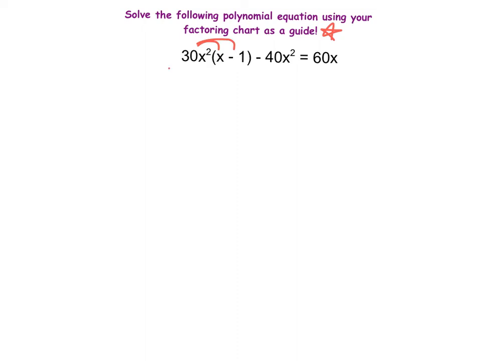So I'm going to start by distributing this 30x squared in order to get rid of the parentheses in this problem. Here I get 30x to the power of 3 minus 30x squared. That comes from the distributive property. I then have minus 40x squared is equal to 60x. So that's my first step there, is to distribute. And then I also notice that I don't have an equal 0. I have the 60x on the right-hand side of the problem. So I'm going to next subtract 60x from each side.